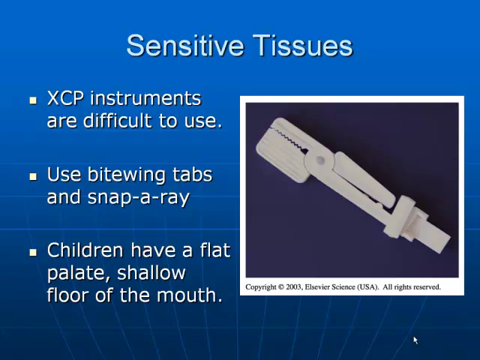Many pediatric patients may have sensitive tissues. Children have a flat palate and a shallow floor of the mouth, which makes these tissues sensitive. A REN or an XCP instrument is very difficult to use on a pediatric patient. It is important to use bite wing tabs and a snap array for these sensitive tissues. Steep vertical angles may also be necessary. The radiographer may also palpate the tissues with an index finger to massage and desensitize the sensitive mucosa.